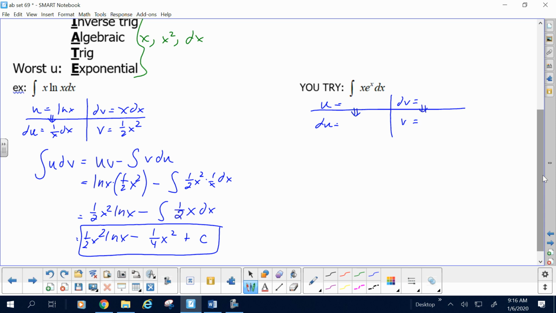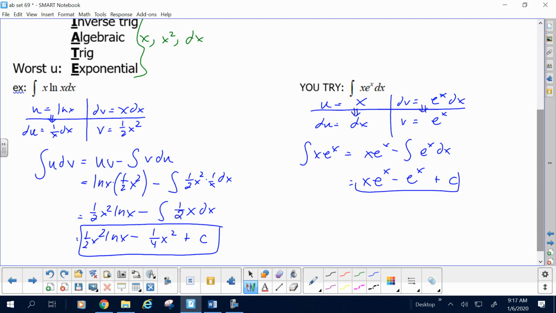All right, Maddie, what'd you let u equal? x. And therefore dv is e to the x dx. Cool. All right, so du then is just dx, and v is e to the x. So the whole point is, did you get an easier problem? x e to the x minus the integral of just e to the x dx. And so, did you get x e to the x minus e to the x plus c? Yes. All right.